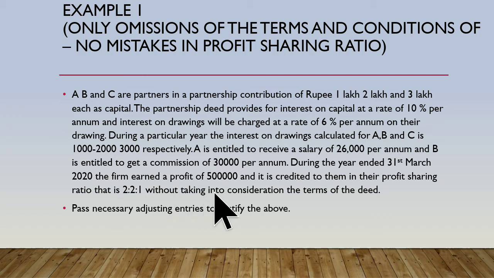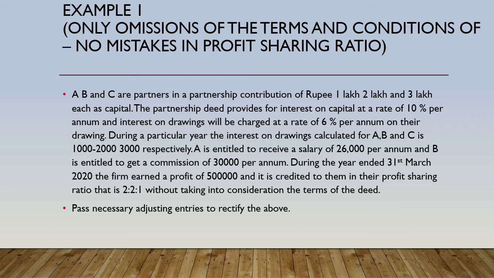Now, without taking into consideration the terms of the deed, that means what they have done during the year 2020, they have earned a profit of 5 lakh, right? Instead of considering the terms of the partnership deed, that is salary, commission, interest on capital, and interest on drawings, they have totally distributed the 5 lakh profit between them in their agreed ratio 2:2:1. So from the above question, it is evident that they have committed the mistake only at the time of appropriation.